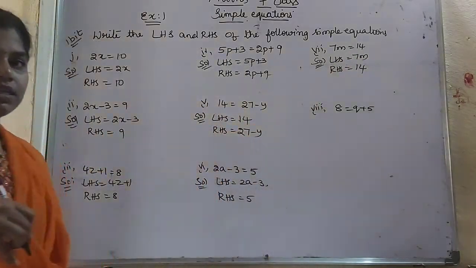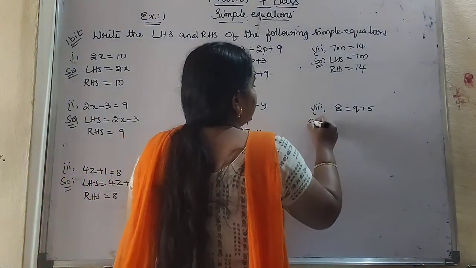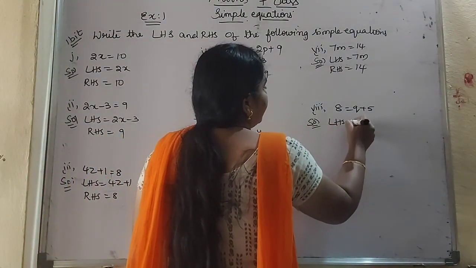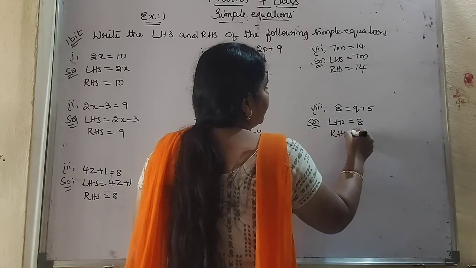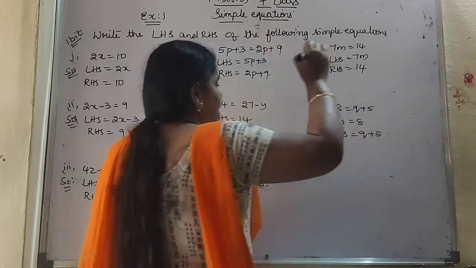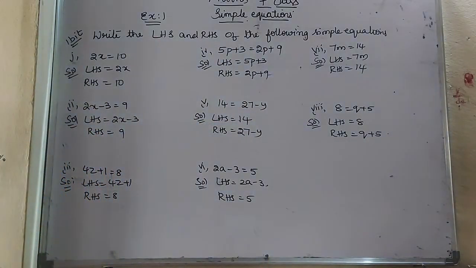If you take the last one, the eighth one, the LHS part is 8 and the RHS part is q plus 5. So this is how you will write the LHS part and the RHS part.